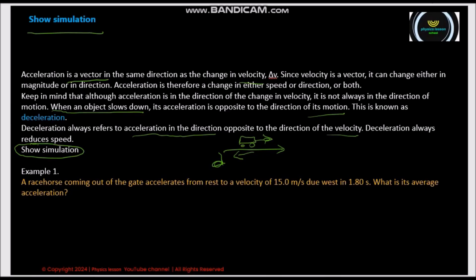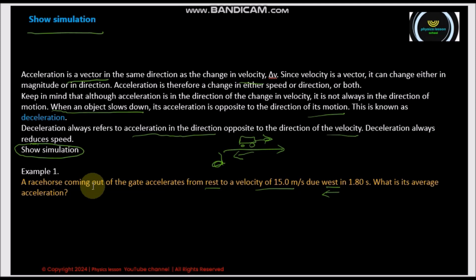Okay, let us look at the following example. Example 1. A racehorse coming out of the gate accelerates from rest to a velocity of 15 meters per second due west. Look at the direction, in 1.8 seconds. What is the average acceleration?